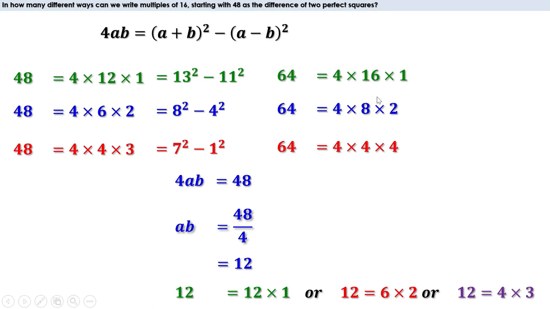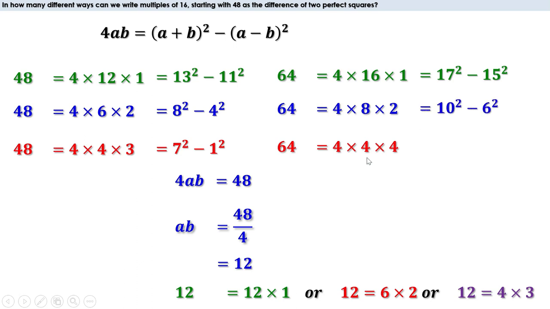So this can be written as 17 square minus 15 square. In this case a is 8 and b is 2. Therefore, a plus b is equal to 8 plus 2 or 10, and a minus b is equal to 8 minus 2 or 6. So this can be written as 10 square minus 6 square.